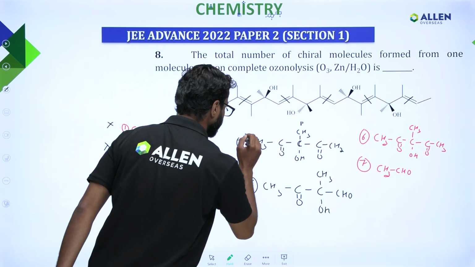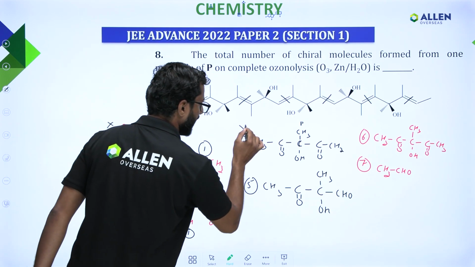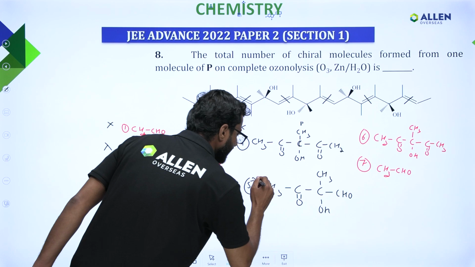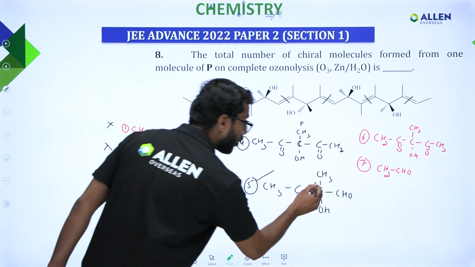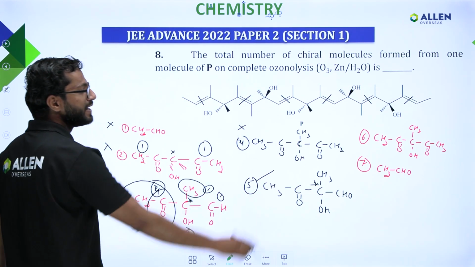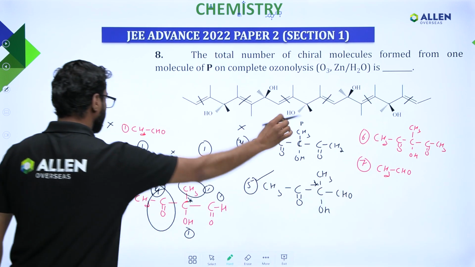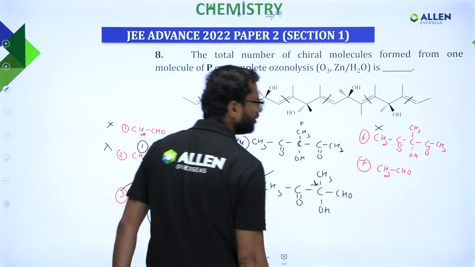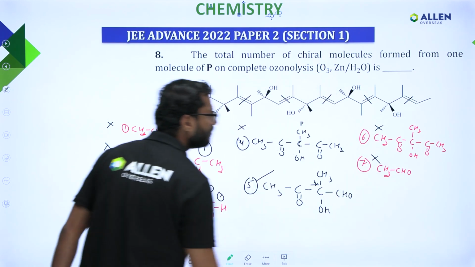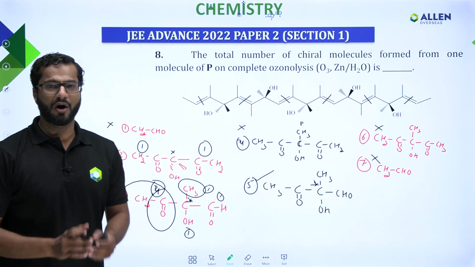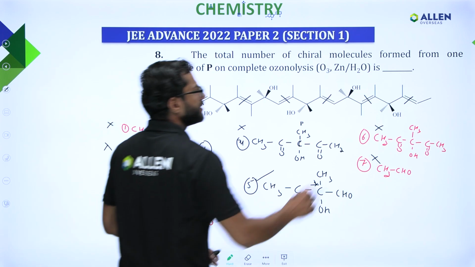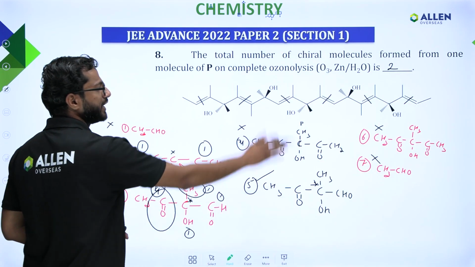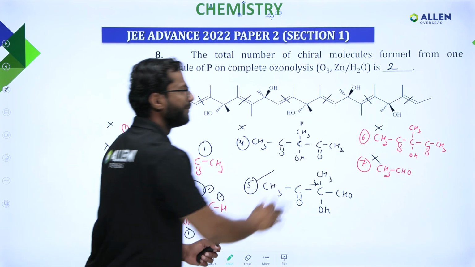And again, this 4th is the same as the second one, so it is not a chiral molecule. And this 5th one is the same as the third one, so it is a chiral molecule because of the presence of a chiral carbon. And finally, the 6th one is the same as the second one, so again it is not a chiral molecule, and this one is also not a chiral molecule, right? So this is our answer, and the answer is only 2. So 2 chiral molecules are formed on the ozonolysis of this compound.